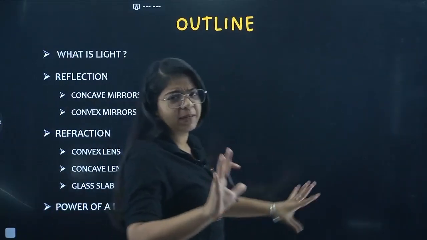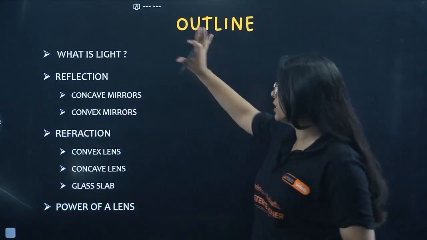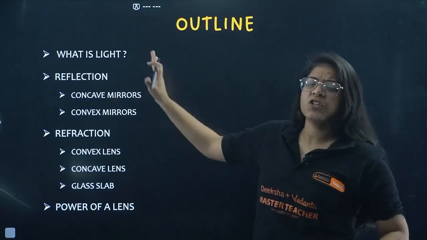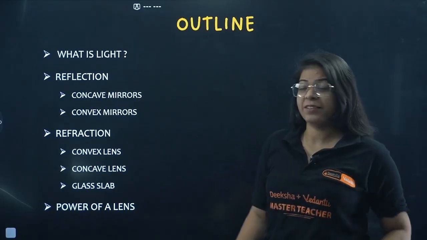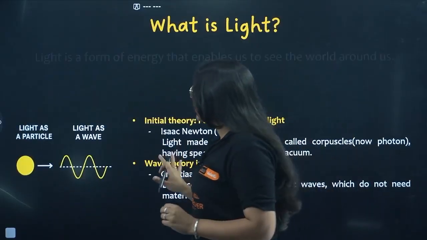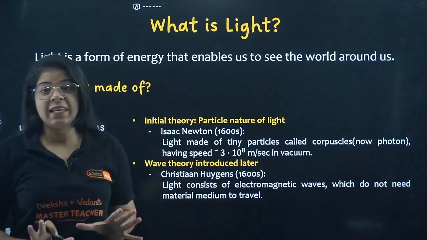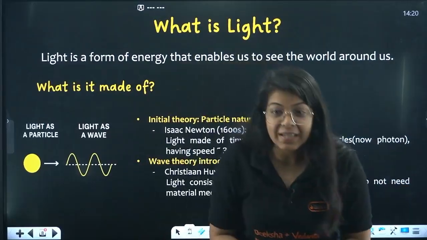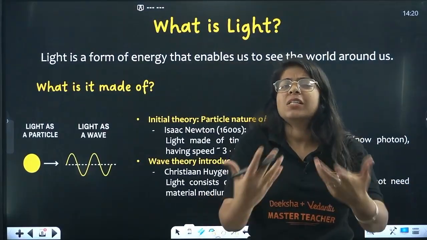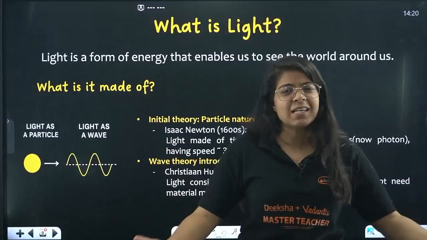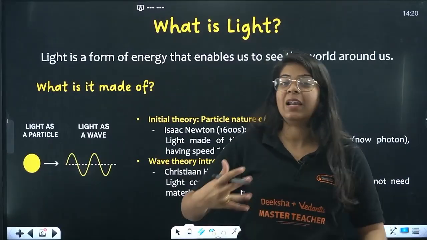Now beta, starting with what exactly is light. This is the complete outline of this whole chapter. We'll start with what is light, then refraction, power of a lens. We all know that. Now beta, the exact question is: what is light? It is a form of energy that enables us to see this pretty world around us. That's it. That's the definition of light.